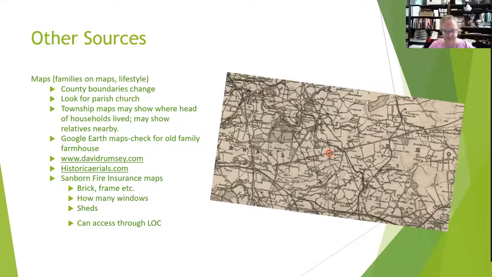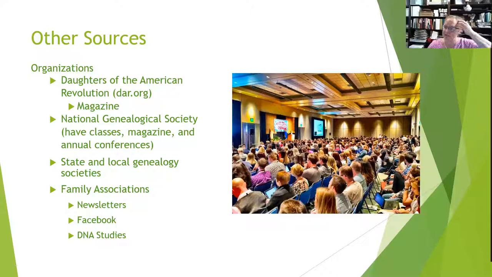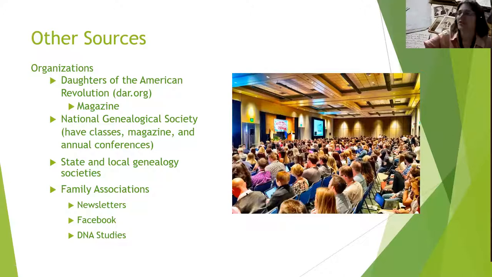All right, so now we're going to organizations. As we mentioned before, there's the Daughters of the American Revolution, DAR.org, and they've got a magazine. And then there's the National Genealogical Society. They have classes, a magazine, annual conferences. I think their conference is in Sacramento next year. There are state and local genealogy societies, and then there are many family associations. So you might want to look for your own family and see if there's an association. Sometimes they have newsletters, a Facebook website, and DNA studies.